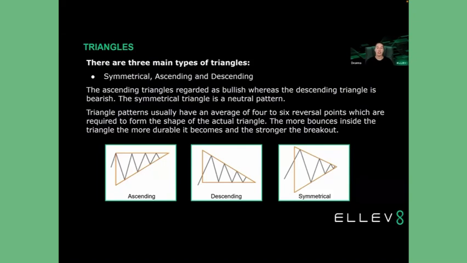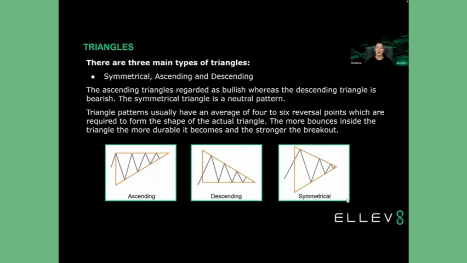Going to look at is triangles. Now there's three different types of triangles that we look for on the charts. We have our symmetrical triangle, our ascending triangle, and our descending. Really should have the pictures in order, but you guys can see down here the same one. So we've got ascending, descending, and symmetrical.